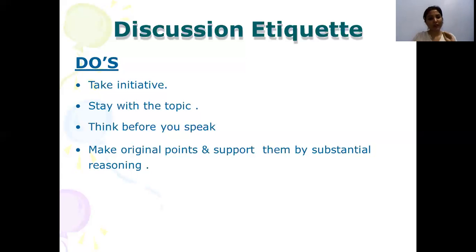Make original points and support them with substantial reasoning. Whatever point you're putting in, you should have a logical reason for why you're putting forward this point. So you always have that support by reasons, by logic, by analytical tools, everything, right? So these are the do's part.